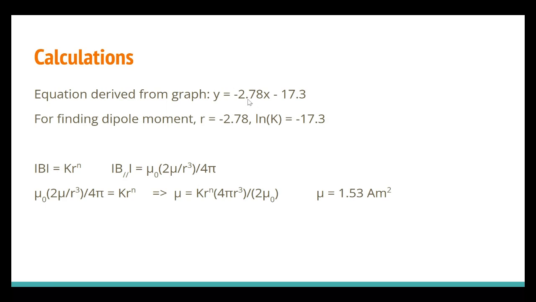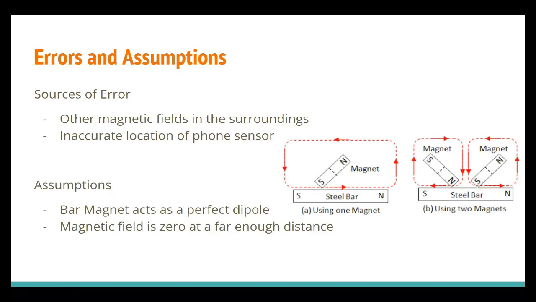And with those values said before, we can calculate the dipole moment with n being the slope of the graph and ln of k being the y-intercept of the graph. And since we know the magnetic field of the bar is equal to k r to the n, and the on-axis dipole magnetic field is equal to what I said before, mu naught times 2 mu over r cubed divided by 4 pi, we can set those equal to each other, and we find that mu equals 1.53 amp meters squared after substituting at the end.